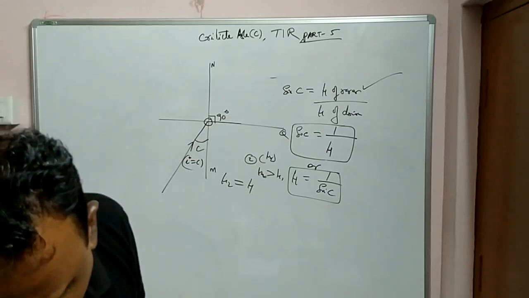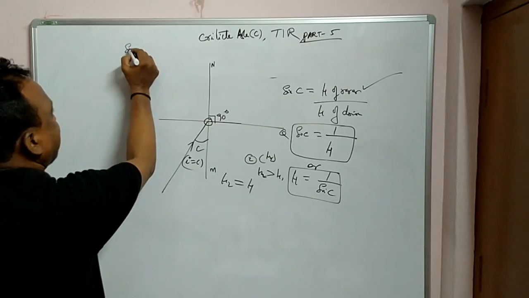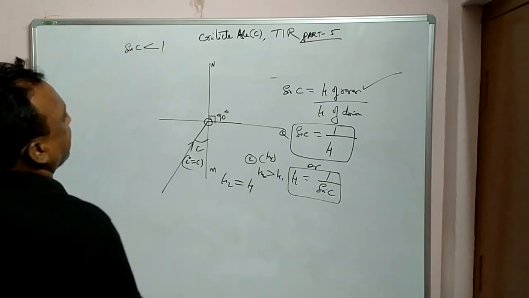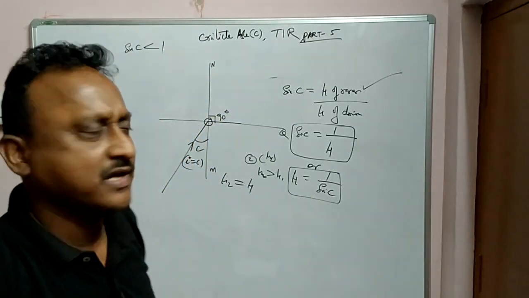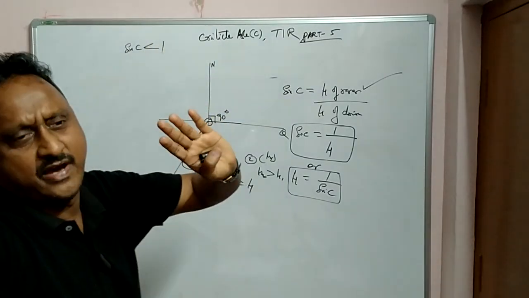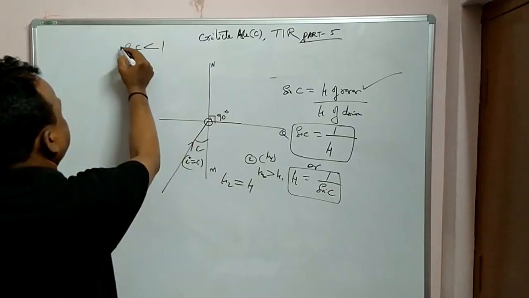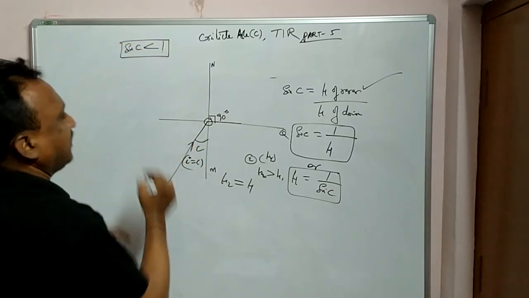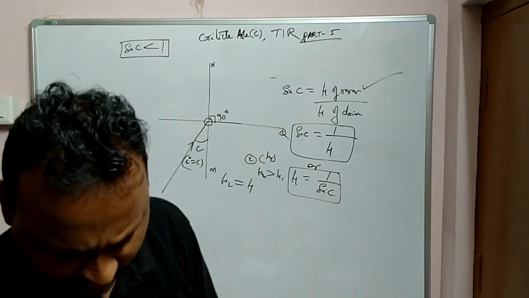Are you able to see it? And one more thing you have to note down: sin C is always less than 1. Okay? It cannot be greater than 1, because sin 90 is 1, the maximum value of sine from our trigonometry. So the maximum sin C value is always less than 1.